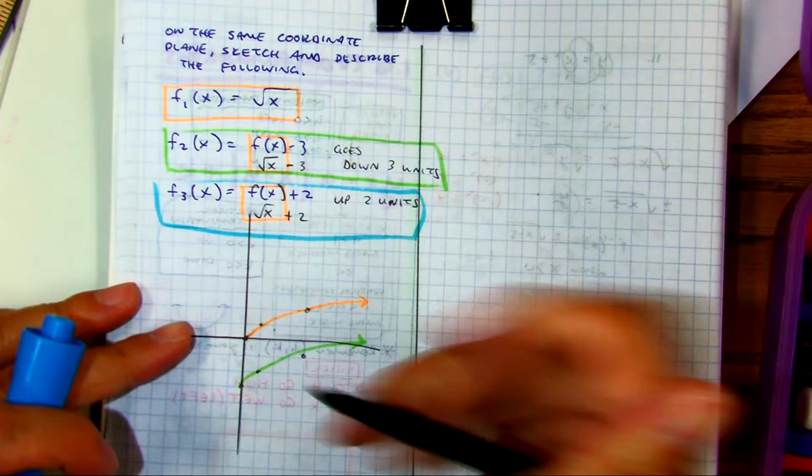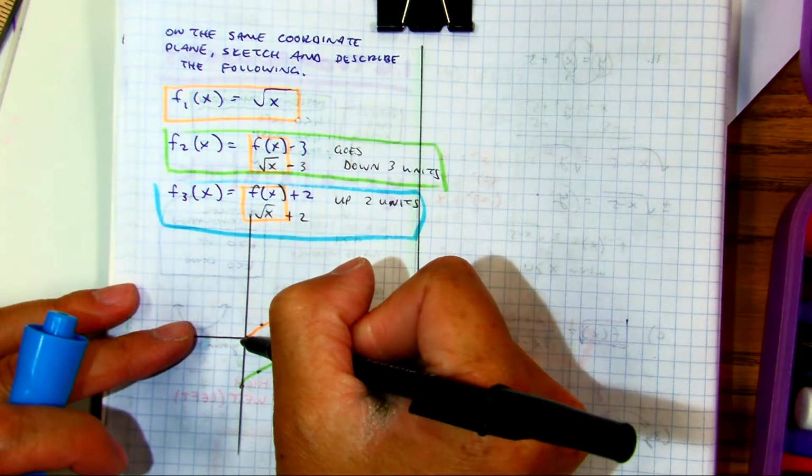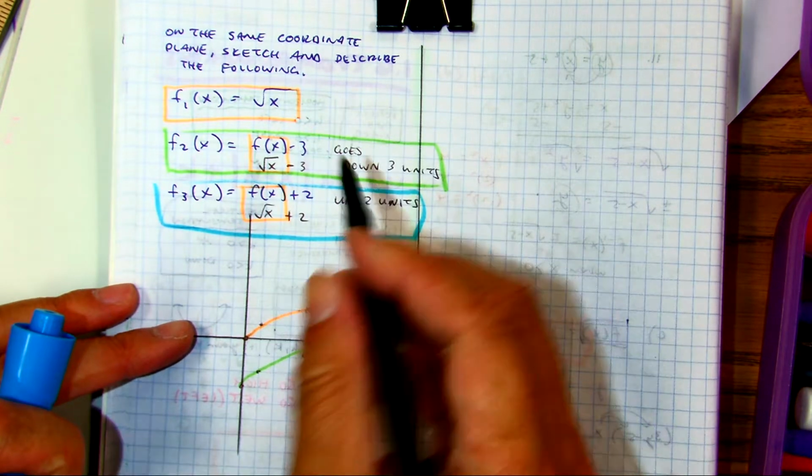So from the original parent function, right, if you look at pictures of my kids, they all look like either me or my wife.